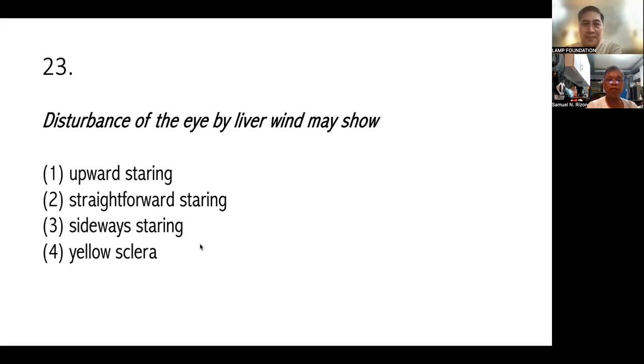Good. Number 23. Disturbance of the eye by liver wind may show: one, upward staring; two, straightforward staring; three, sideways staring; four, yellow sclera. Since we're talking about wind, except number 4, yellow sclera. The answer, Doc, is letter A, 1, 2, 3. So, it's about movement. Okay, very good. Liver wind. Those who stare intensely most probably have liver wind that has already affected the eye.